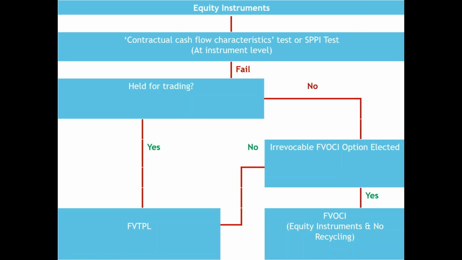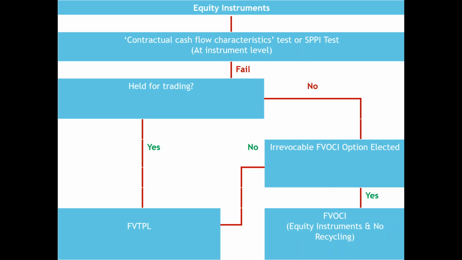In other words, we're talking about investments in shares. So if you've got investment in shares, again, your first question is the contractual cash flow characteristics test, or the SPPI test, solely payments of principal and interest test, and you do this test at an instrument level. Now, an equity instrument, similar to a derivative, will always fail that test, because if you invest in shares, it's not only to get the principal amount back or to get interest back. If there's a change in the fair value, that's why you're doing it. You want to get that change in the fair value.